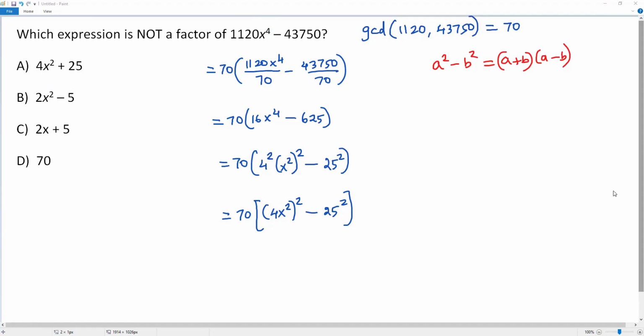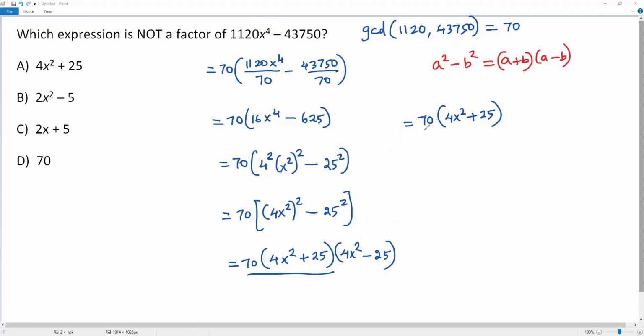Now let me write the factor form of this expression. That is 70 times, for a positive b, I would write 4x square positive 25. And for a negative b, I would write 4x square negative 25. I have written the first two factors as it is. Now, in the third one, we can write this 4 as 2 square. That is, we have 2 square times x square. Negative, this 25 can be written as 5 square.